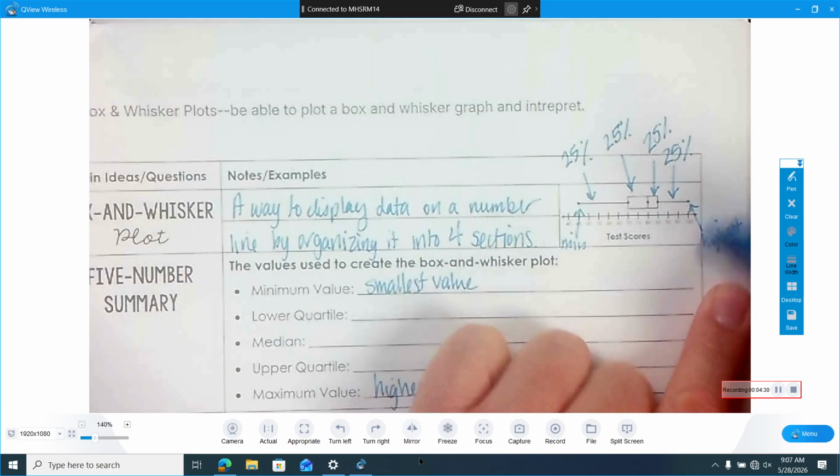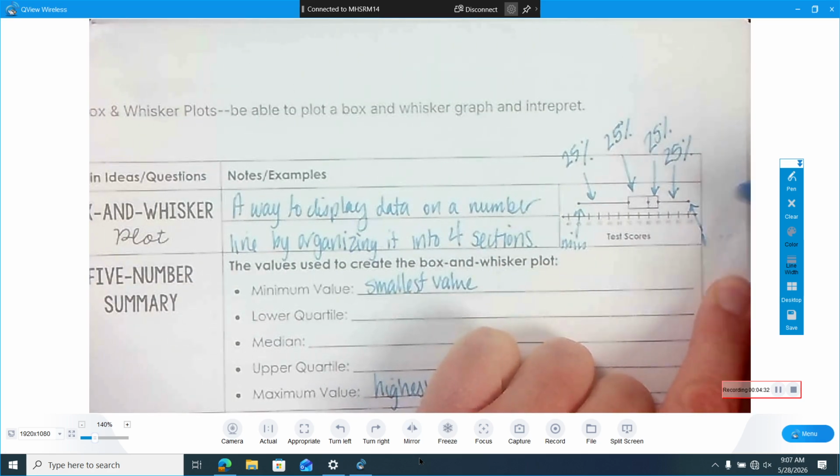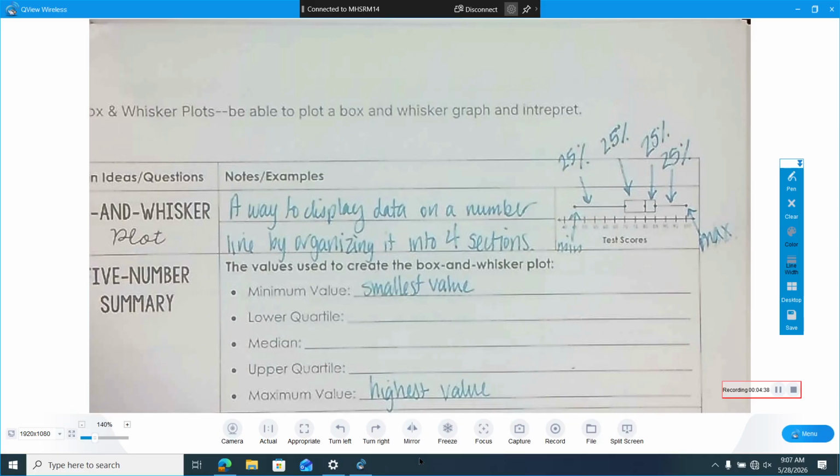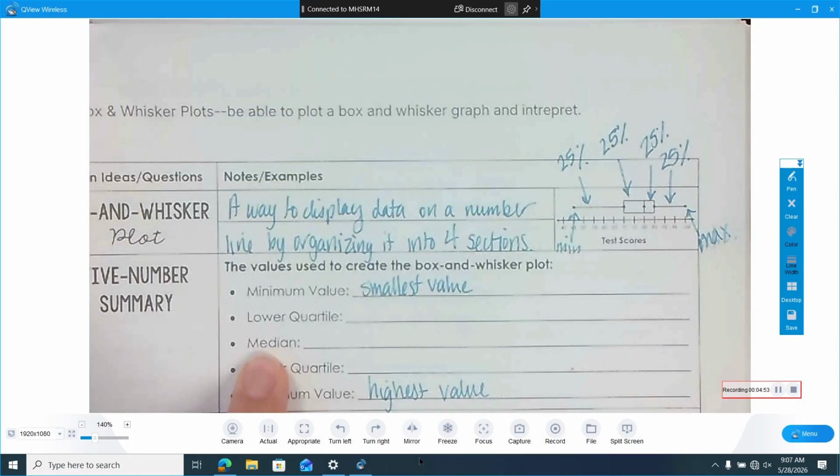Oh, so I put highest. I should just put maximum. I'm going to put max. There we go. All right. So we got the minimum and we got the maximum. And then once we have our min and max, we actually are going to split the data. And all we're going to do is take a bunch of medians. What does median mean? Middle. Okay. Middle. So the first thing we do is we find the median.